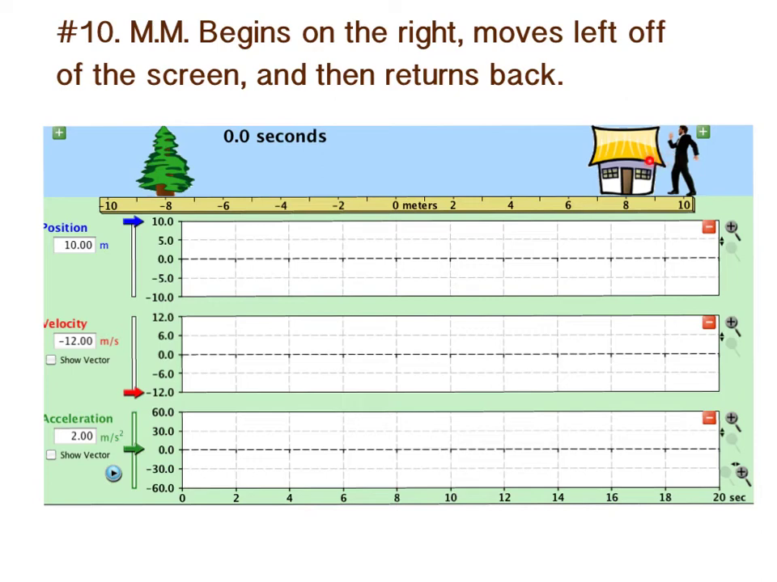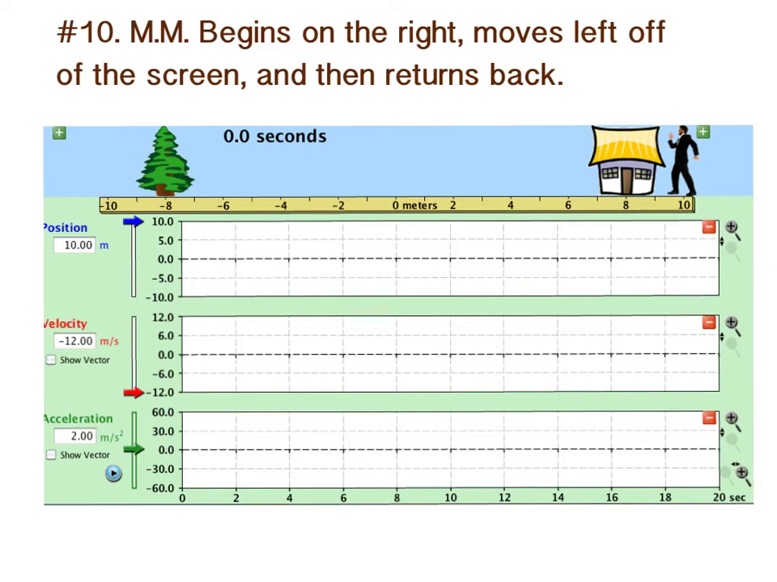Then Movie Man's going to move, and he's going to keep going to the left, and he's going to go off the screen. So he's going to disappear for a moment. He's going to be on the left side of your computer screen, off of there. But eventually he's going to turn around and he's going to come back.